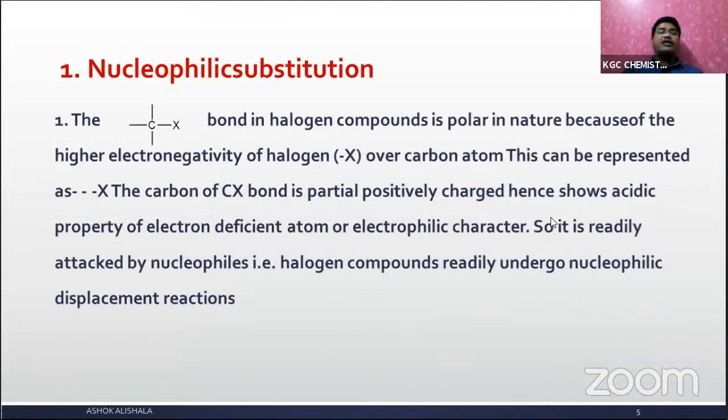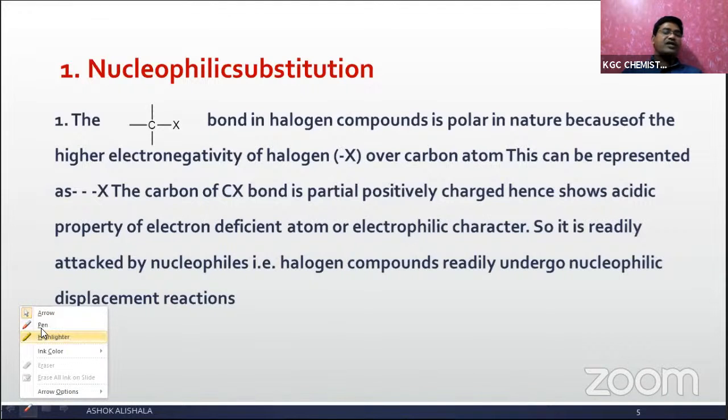The carbon-halogen bond in halogen compounds is polar in nature because of the higher electronegativity of the halogen over the carbon atom. This can be represented as C-X. The carbon of the C-X bond is partially positively charged and hence shows electron deficient or electrophilic character. So it is readily attacked by a nucleophile. Halogen compounds readily undergo nucleophilic displacement reactions.